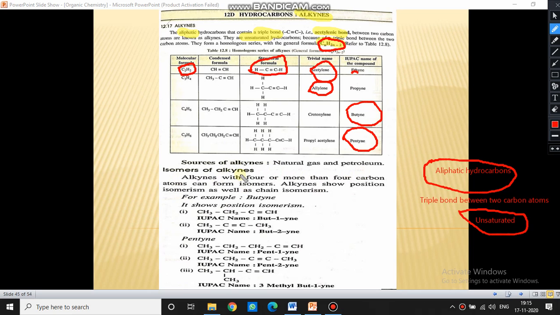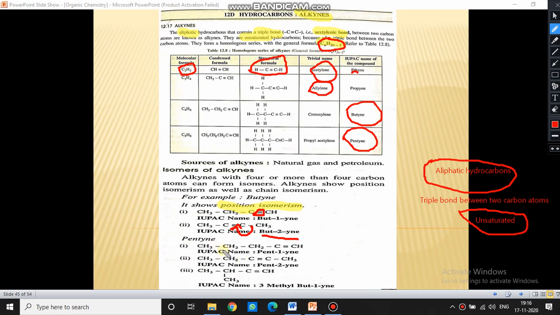Now, alkynes also show isomerism. They can show position isomerism, that is, the position of a triple bond. Now, you can see here it is but-1-yne, and in the next case the triple bond has been shifted from this place to another location, and now it is called but-2-yne. So this is position isomerism in the case of butyne.